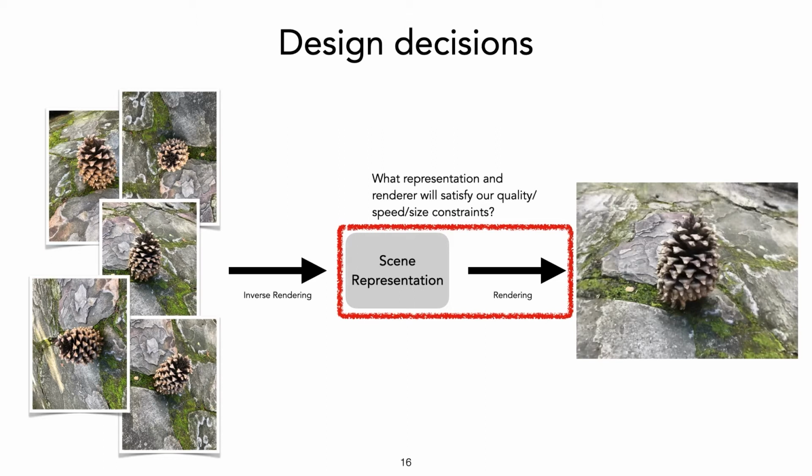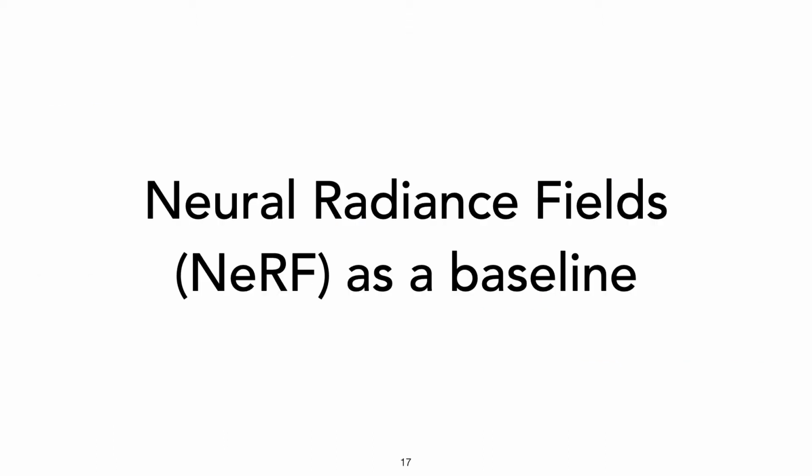Finally, we'll have to choose a particular scene representation and renderer. These usually go hand in hand. The representation will be designed to work with a particular differentiable renderer. This choice is going to be based on what our overall view synthesis goals are. Do we want to render at very high quality and resolution, perhaps at the cost of slow render times, or would we rather have a method that can run in real time, maybe even on a low-powered device?